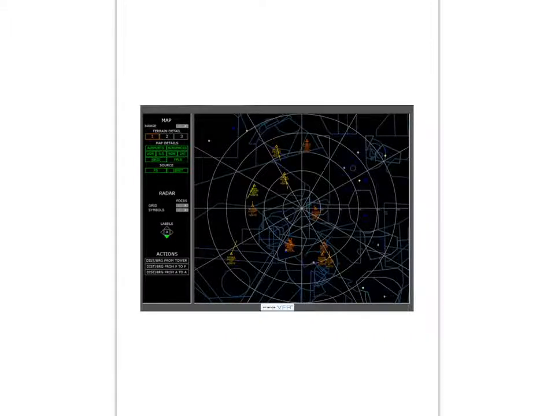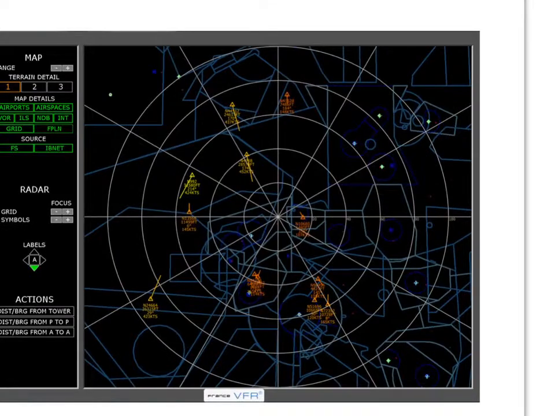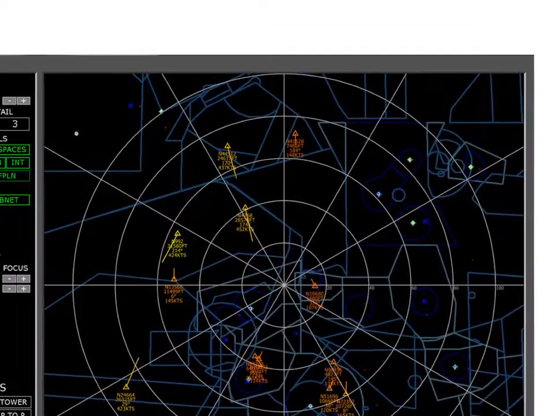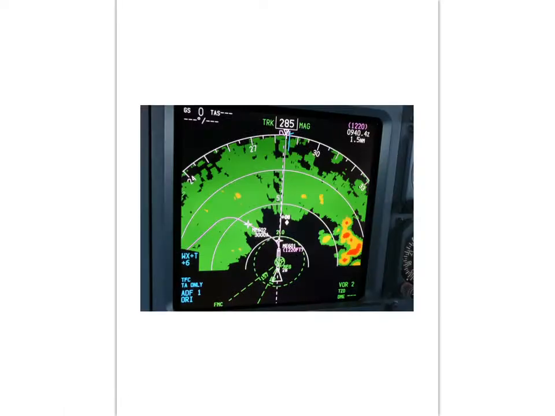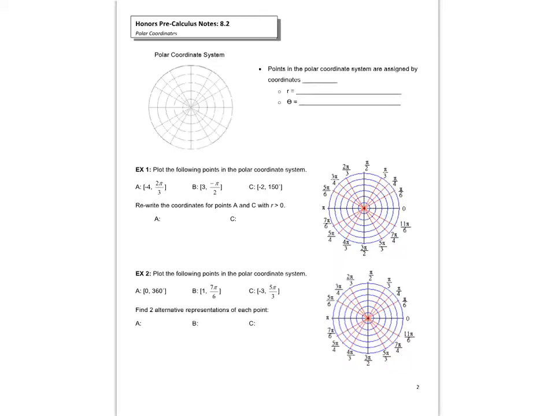Here we see another, I don't know what this is from, probably a video game. These are images I got just from Googling real world examples of polar graphs, so I'm not exactly sure if this is a real one. It looks like this is representing movement of these arrows, maybe aircraft or something. Here's another one. This one looks more like an actual airplane or some sort of aircraft. Okay. All right, so let's get into the notes now.